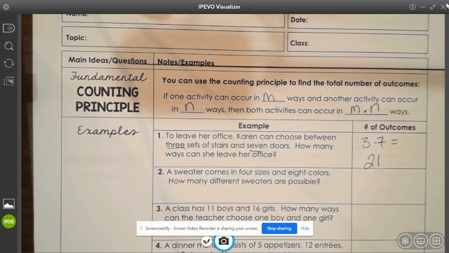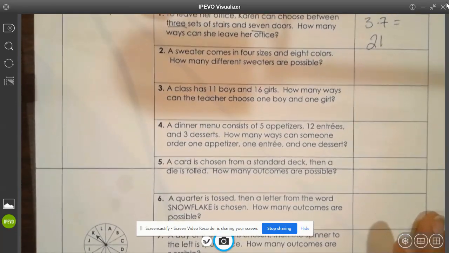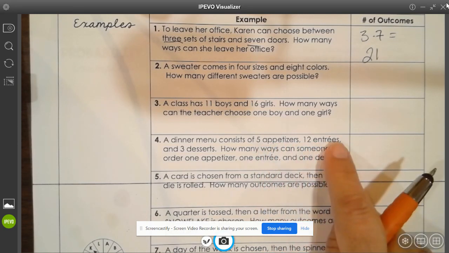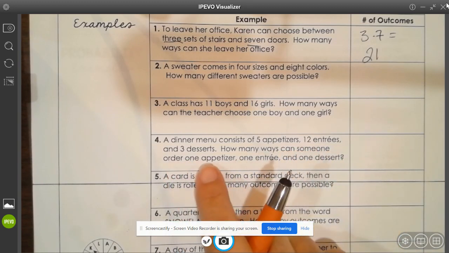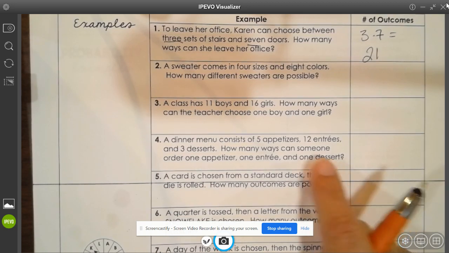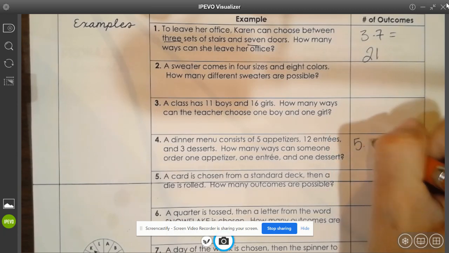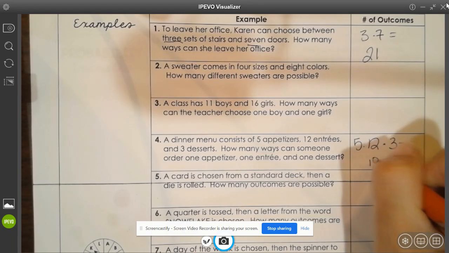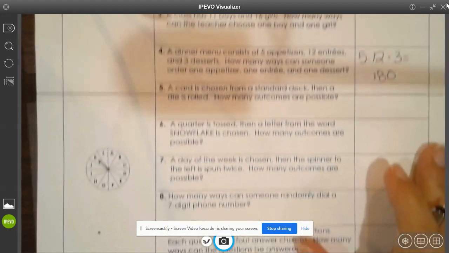All right, let's look at one that we usually have a lot. It's the one with the dinner menu. A dinner menu consists of 5 appetizers, 12 entrees, and 3 desserts. How many ways can someone order 1 appetizer, 1 entree, and 1 dessert? Well, you're multiplying 5 times 12 times 3, which is 180. Yeah, that's how easy it is here, huh?